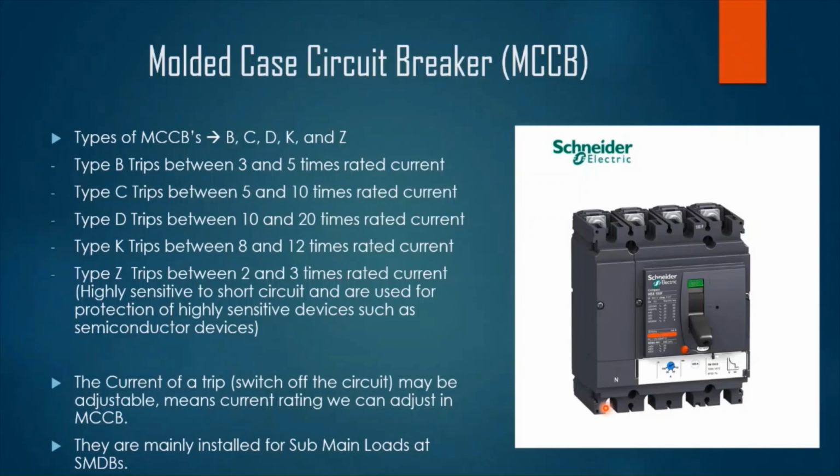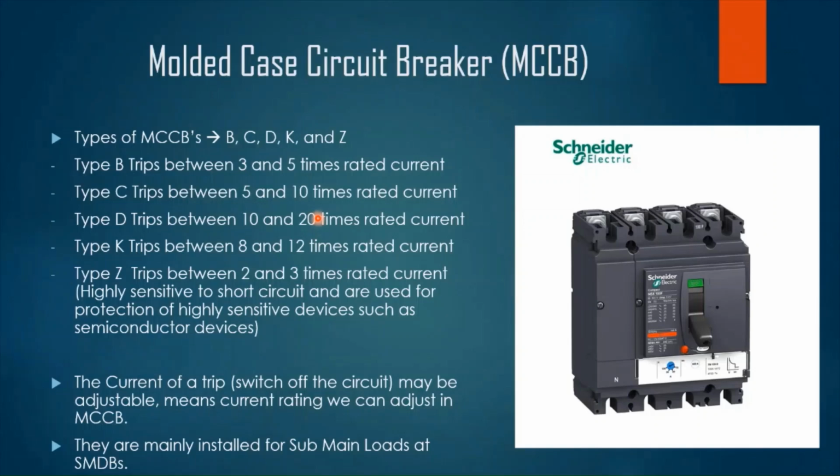It has 5 types. The 3 types are the same as the miniature, B, C, and D, but it has also 2 additional types. Type K trips between 8 and 12 times its rated current, while Type Z trips between 2 and 3 times its rated current, but it has higher sensitivity to short circuits. So based on the nature of the load connected, we will select a suitable type.